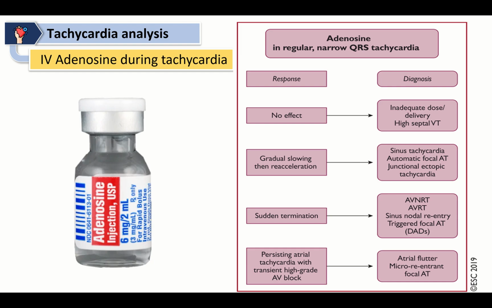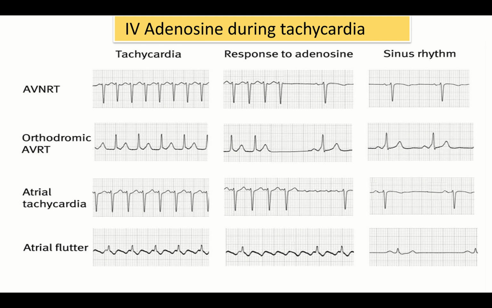So termination: use adenosine to terminate tachycardia and see the response. I want to highlight: if it's gradual slowing and reacceleration of tachycardia, it's autonomic, maybe sinus tach or autonomic focal or junctional tach. If it is sudden termination after adenosine, maybe AVNRT or accessory pathway. If it's persisting atrial tachycardia with transient high-grade AV block, microreentry, focal atrial tachycardia or flutter are likely, and these are examples in which we give adenosine.